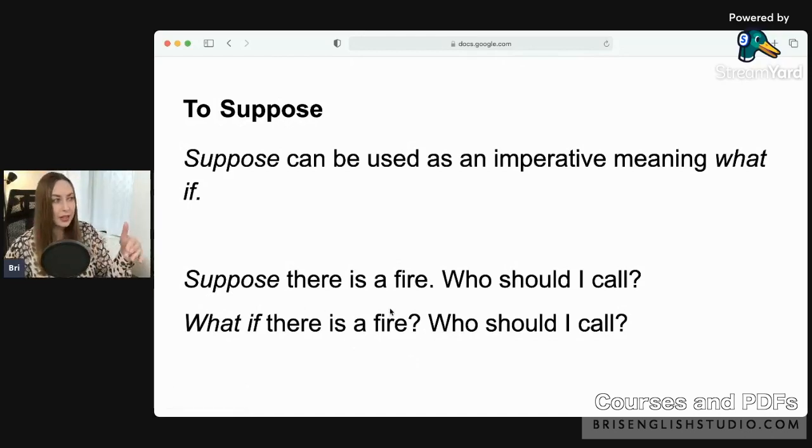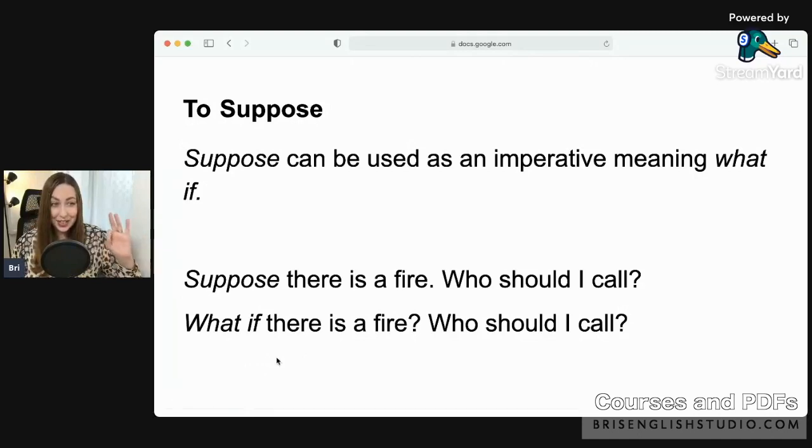But here, suppose there is a fire. It's very similar to imagine there is a fire. Imagine there's a fire. Who should I call? But the nuance is the same as what if? What if there is a fire?